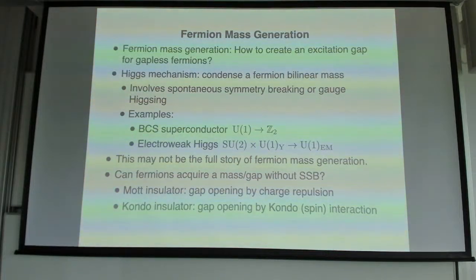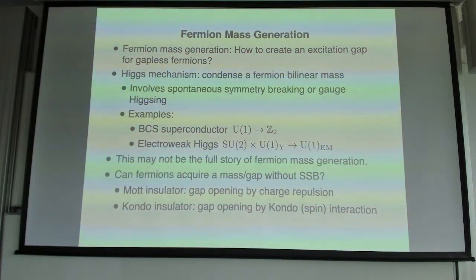Examples appear, for example, in condensed matter, where we talk about the BCS superconductor, which breaks the U(1) charge conservation symmetry to Z2, and then it creates a gap at the Fermi surface. So that is a fermion mass generation under the Higgs mechanism. In high energy physics, we also have the electroweak Higgs, which breaks SU(2) weak cross U(1) hypercharge to U(1) EM. So this is our standard understanding, but this may not be the full story of fermion mass generation.